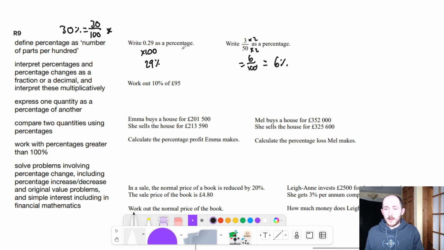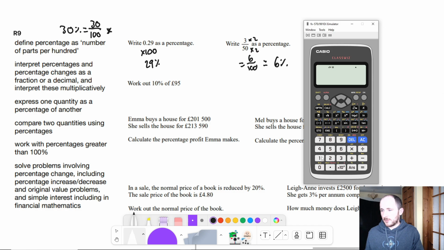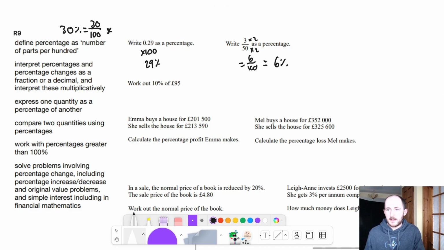Working out percentages of a number. Again, there are so many ways to do this. I've shown before that you can use the percentage button on your calculator. So 10% of 95. You just do 10% times 95. Gives you 9.5. But to take 10% of a number, you just divide it by 10. Okay.